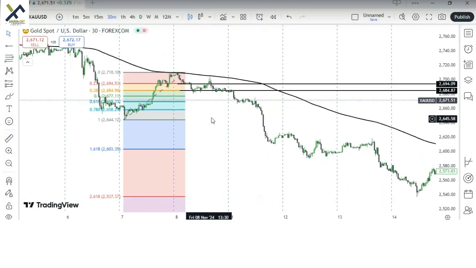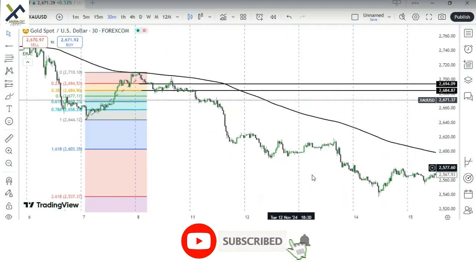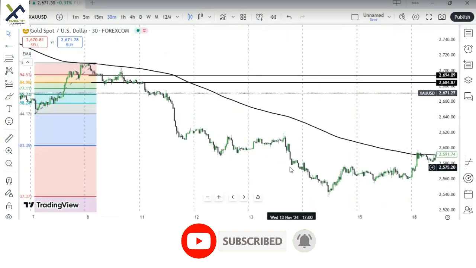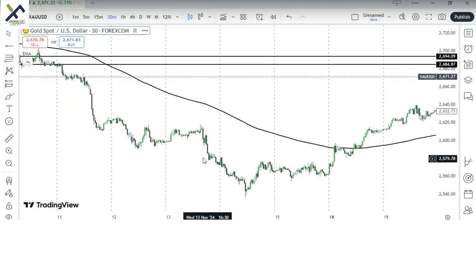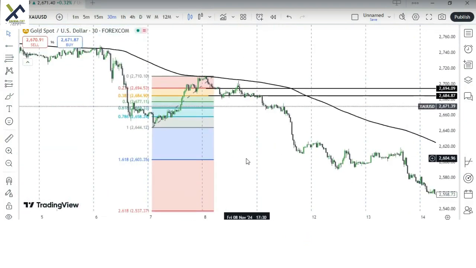Once I've marked out my golden zone, look at it here. You notice that the market was within the golden zone. After the golden zone, look at the move. So you always look out for the golden zone when you are using Fibonacci for your entry.